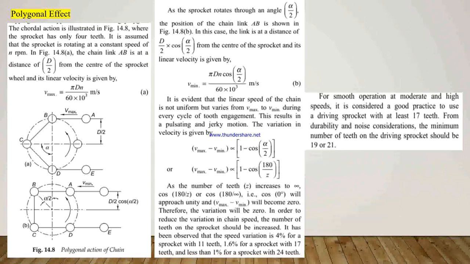In order to reduce the variation in chain speed, the number of teeth on the sprocket should be increased. It has been observed that the speed variation is 4% for a sprocket with 11 teeth, 1.6% for a sprocket with 17 teeth, and less than 1% for a sprocket with 24 teeth. For smooth operation at moderate and high speeds, it is considered good practice to use driving sprockets with at least 17 teeth. From durability and noise considerations, the minimum number of teeth on the driving sprocket should be 19 or 21.